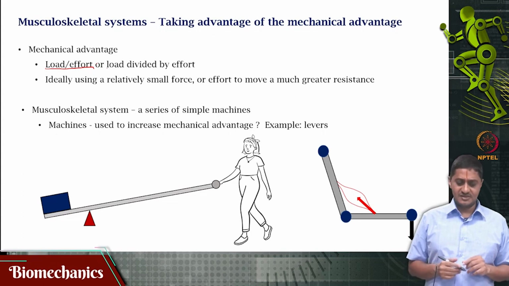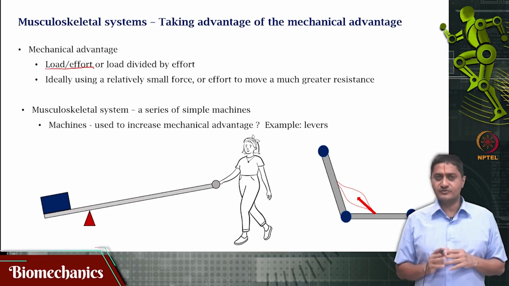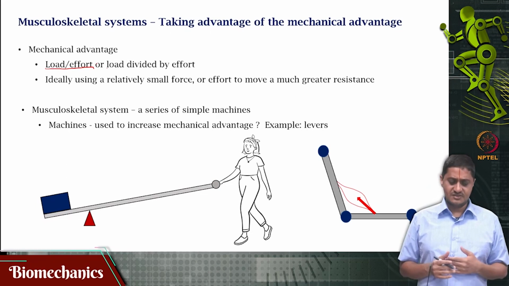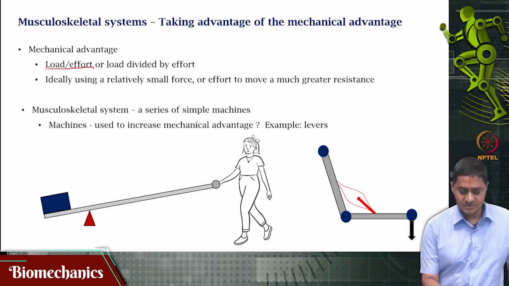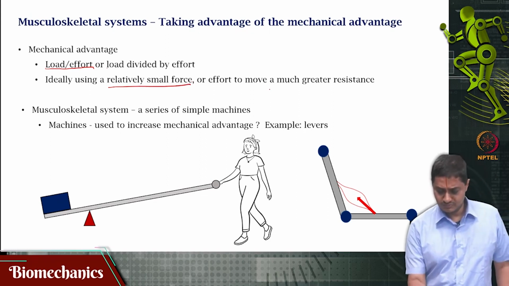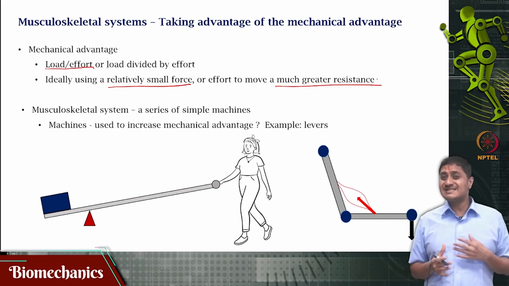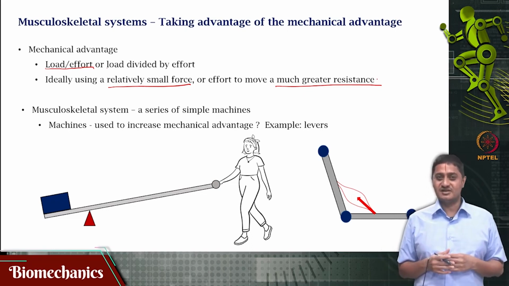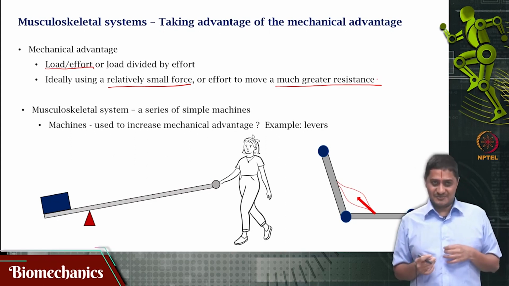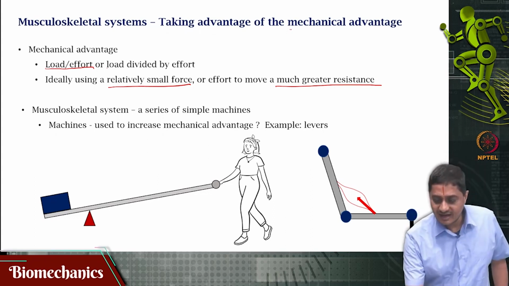That's very normal, right? This is not just true for human systems. This is also true in many biological systems. So ideally, our aim is to use a relatively small force to move a much greater resistance. That means you will need some sort of amplification, or some sort of an unfair advantage. This advantage is called the mechanical advantage.